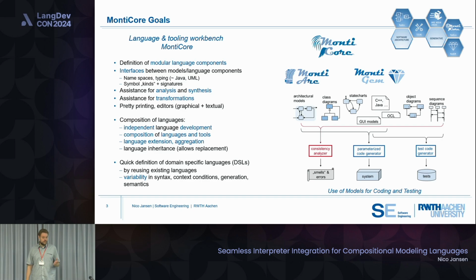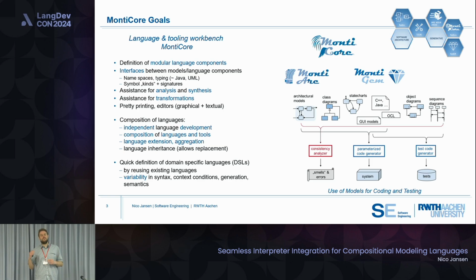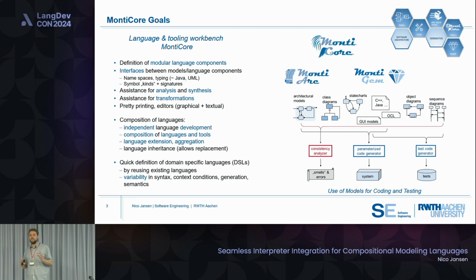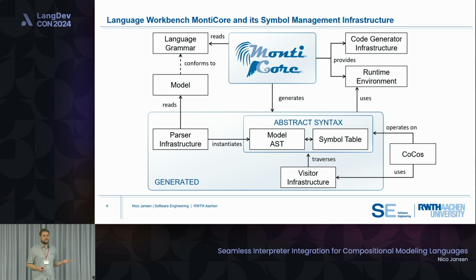What MontiCore provides is a lot of infrastructure for additional model analysis, for transformations and pretty printing and so on. One critical aspect which we are especially proud of is our way of composing languages. When we develop new languages with MontiCore, we are almost never developing them from scratch. We are reusing a lot. Usually the new language only consists of a few productions and everything else is incorporated. If you already know us, well, we're the guys who throw a symbol table at each problem to solve it.